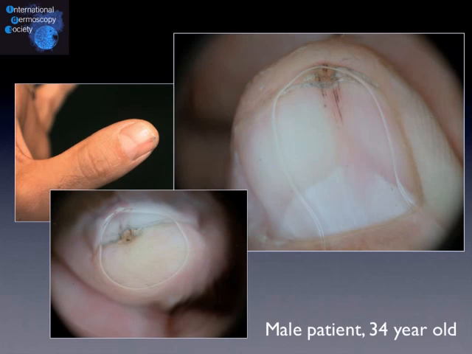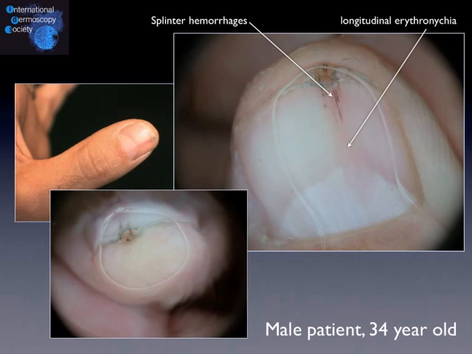Let's comment on this case. We observe on the distal part of the nail plate splinter hemorrhages, bleeding underneath the nail plate. We observe a longitudinal process that is pink or reddish colored. We call this longitudinal erythronychia. The lunula has a strange shape, is somewhat triangular, with some disruption of the edge of the lunula.